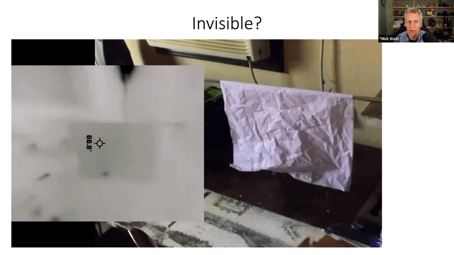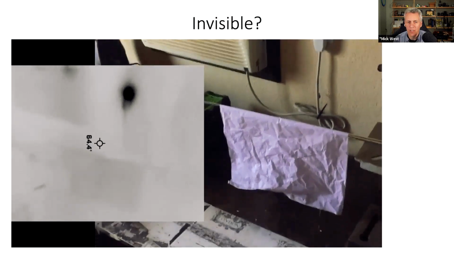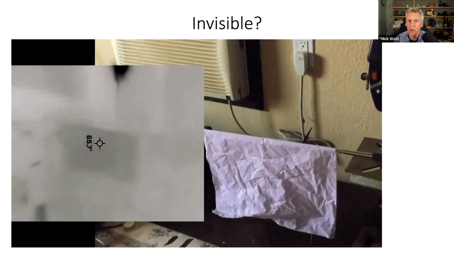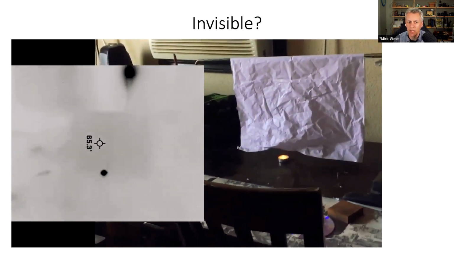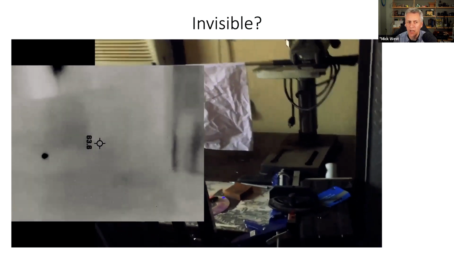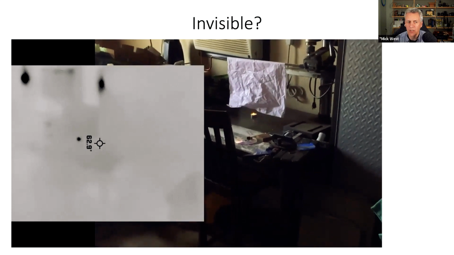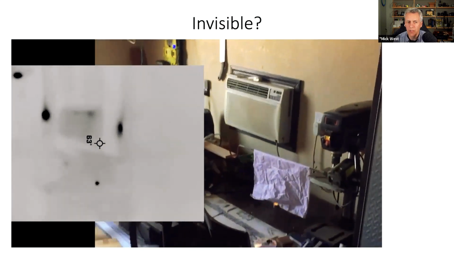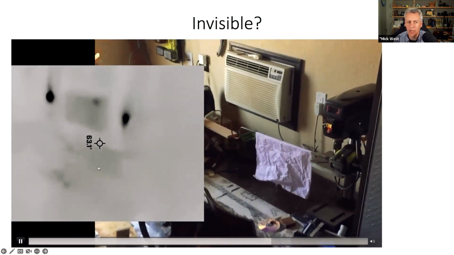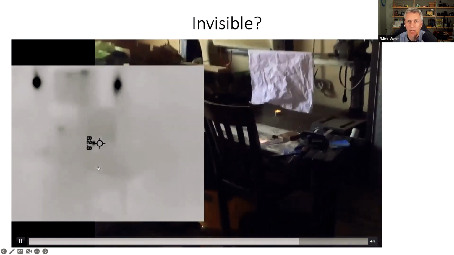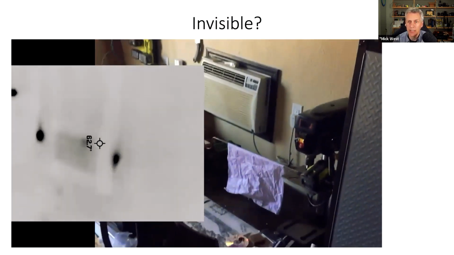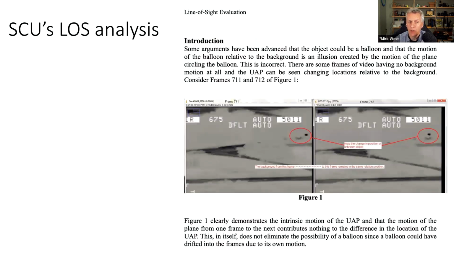I did a quick experiment, which is kind of fun. I created a pseudo lantern in my garage out of paper and a candle, and you can see that the paper of the lantern would obscure a heat source. You'll see when I move up, this little black dot here disappears behind the paper, which is what I'm hypothesizing as the invisibility scenario. SCU did a bunch of analysis of this case.